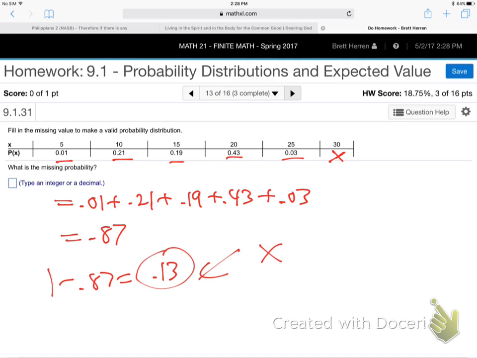Is that good? Questions on that one? Right, so again, the idea is the probabilities have to add up to 1.0, don't they? 100 percent or 1.0 decimal. All right, let's keep moving.